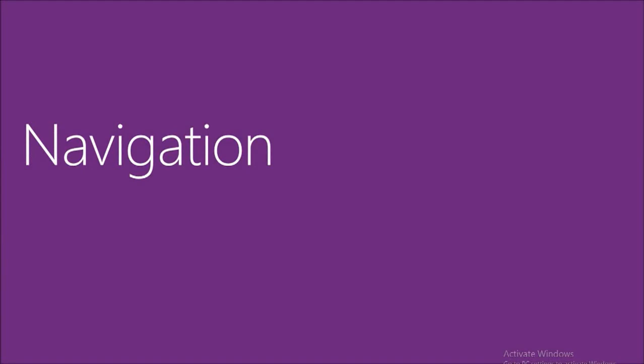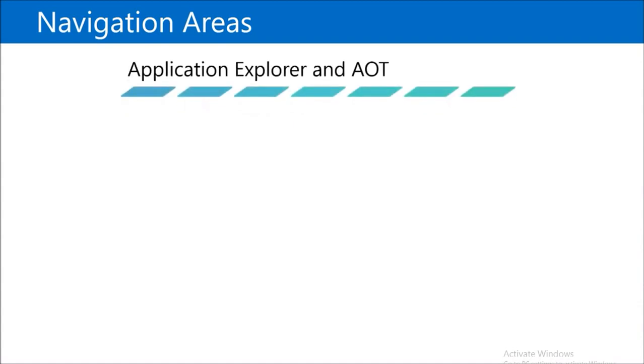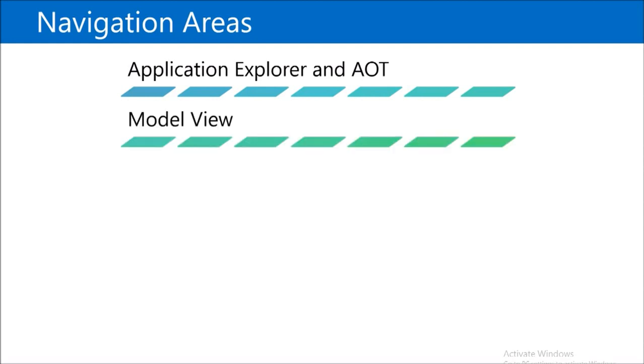In this lesson, we will explore the various areas and menus within the Visual Studio development environment for Dynamics AX. We will explore the major areas of the development environment, which include the Application Explorer and AOT, which is known as the Application Object Tree. And within the AOT, we'll look at the model view so we can see the organization of the different models in the system. And then we'll look at how the elements are organized within the AOT.